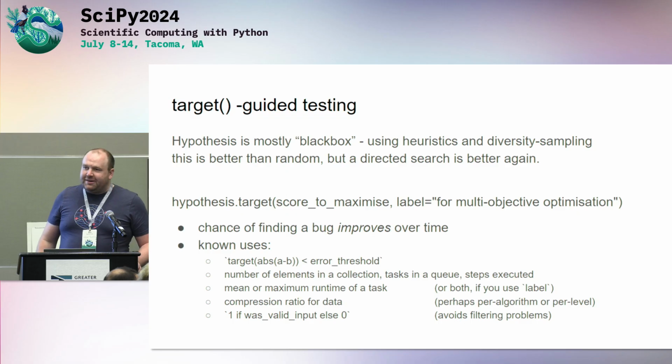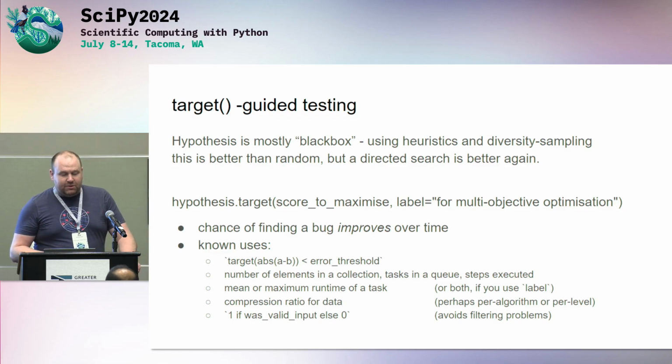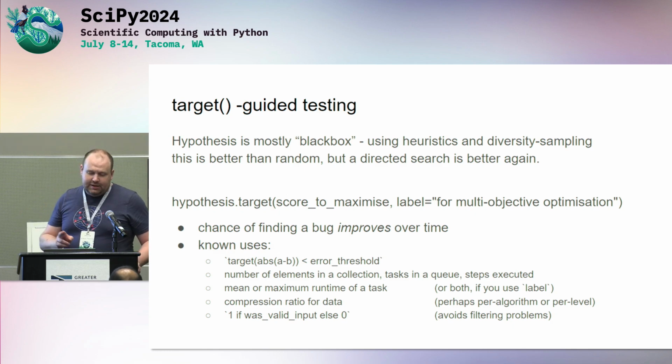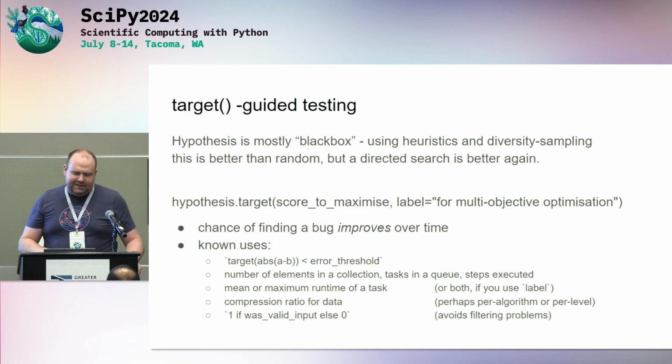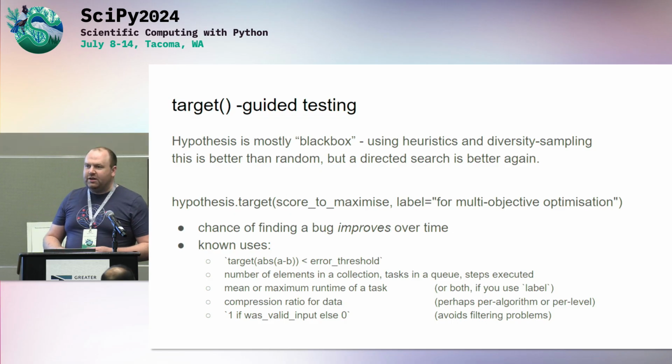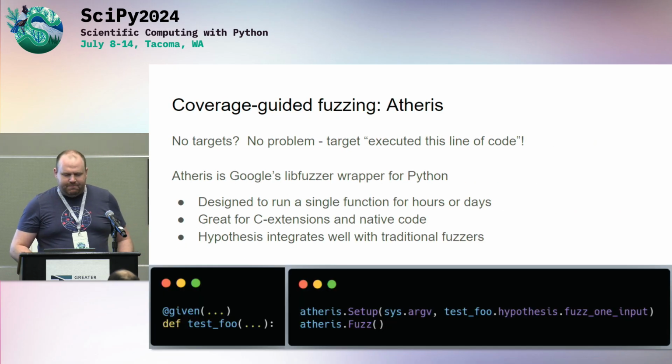This turns out to be hilariously effective because guiding a search is much, much, much more powerful than just randomly guessing in huge, huge state spaces. For example, if you're asserting that your result is close to the expected result, you can try to maximize the difference between them. This works really well to find cursed floating point things. You can try to maximize things like the number of tasks in a queue, the runtime of a particular function, or compression ratio. There's lots of fun stuff there.